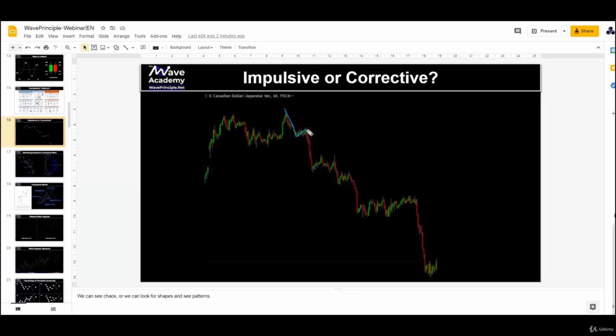This is impulsive, this is corrective, this is impulsive, this is corrective, impulsive, corrective, impulsive. And the only difference between them is the size, the proportions, and the time that it takes until the next impulse. The smaller it is, the smaller the degree we are in. And we're going to talk about that just in a moment.